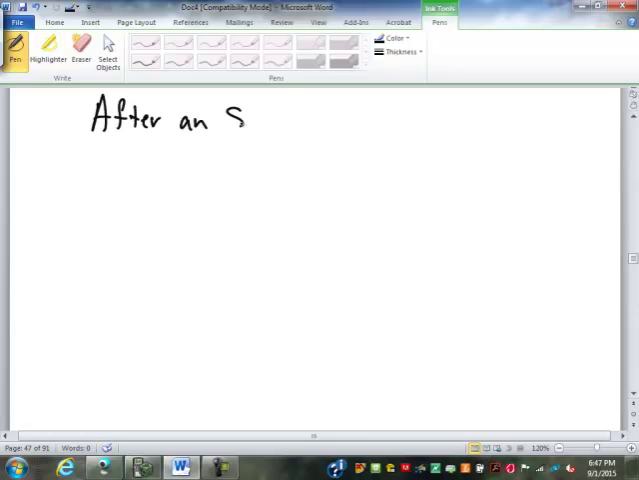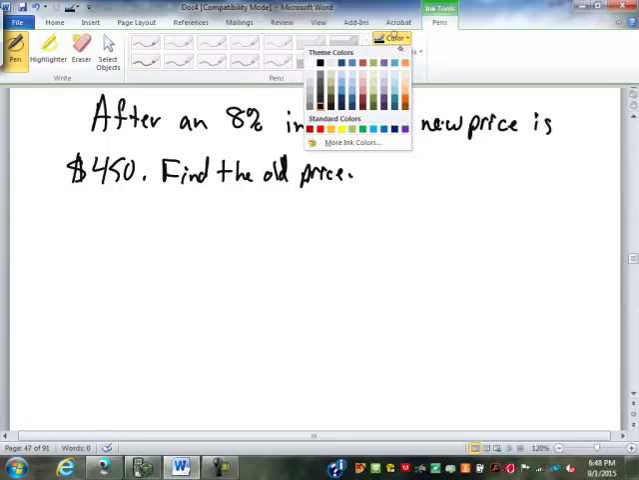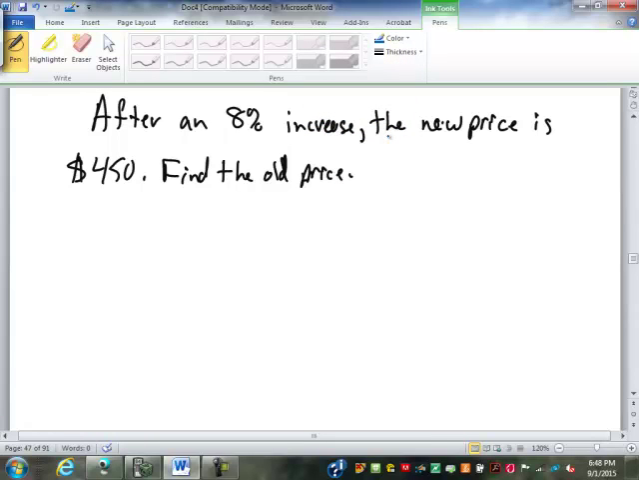After an 8% increase, the new price is $450. Find the old price. Here, this 8% and the $450 really have very little to do with each other. So we can't find 8% of the $450 and subtract it out or anything like that. So let's look at this.